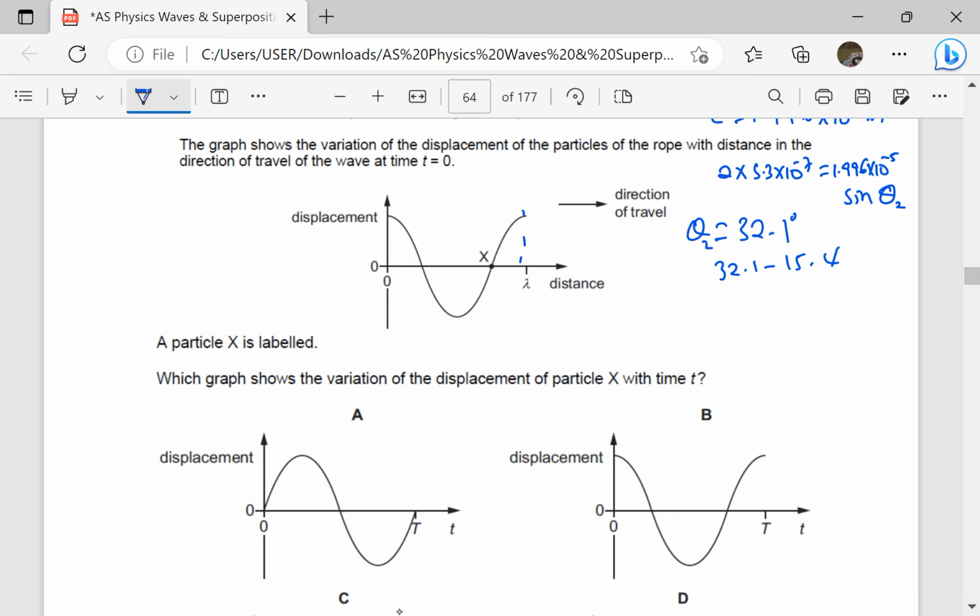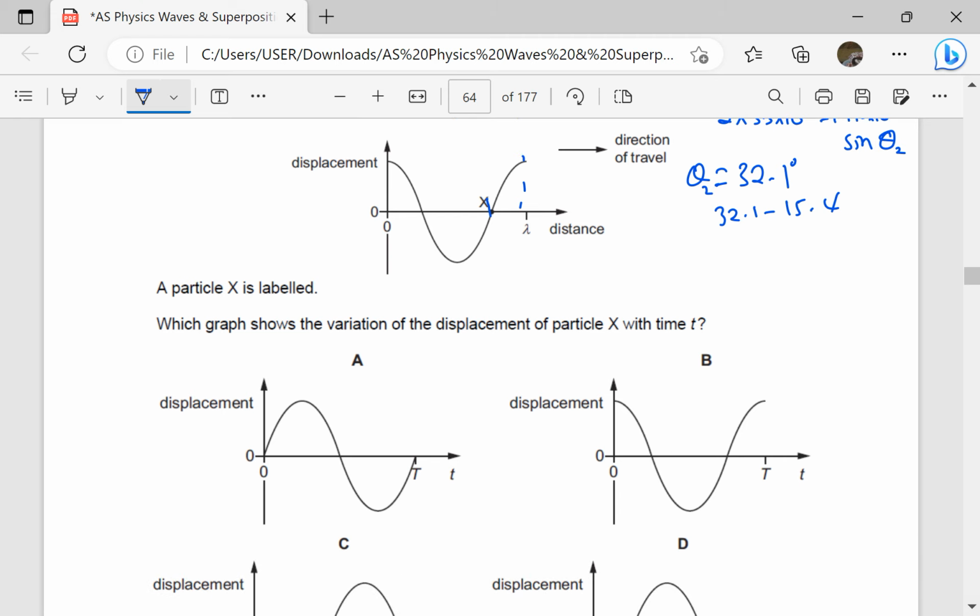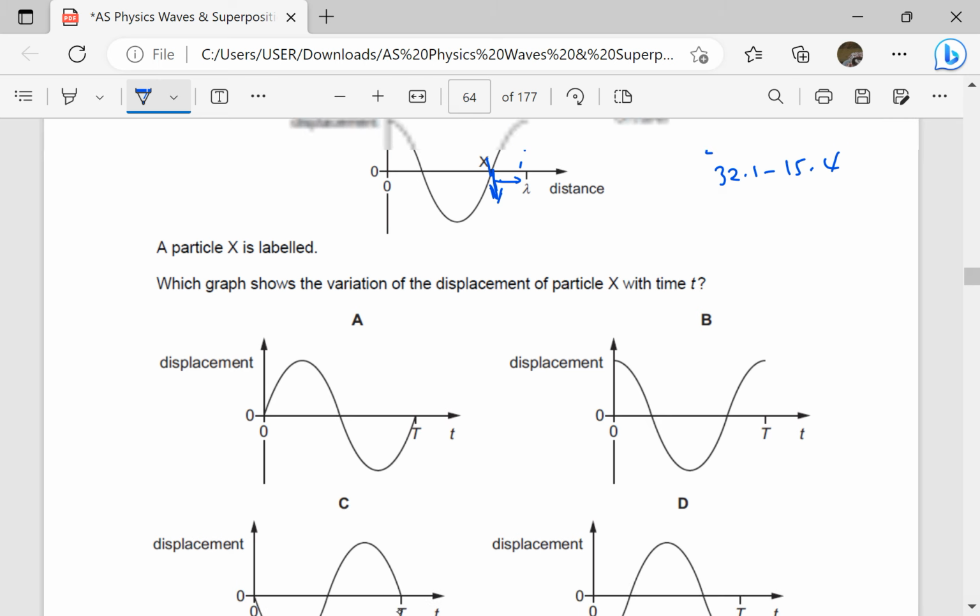Because it is displacement against distance, the particle here at t equals 0, x is passing equilibrium, so it must have 0 displacement. But then it is vibrating downwards. That means after a quarter cycle, it should be at maximum displacement downwards. So this one is showing after a quarter cycle, it is at maximum displacement upwards, which is wrong.